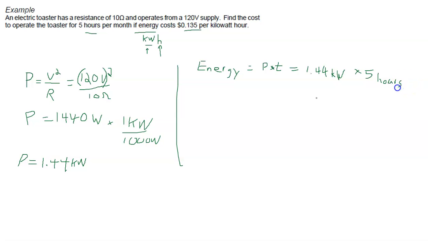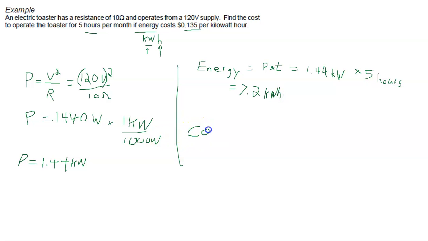So our energy usage per month for the toaster, assuming that it's on for 5 hours in the month, which is a few minutes a day on average, we got that number calculated out: 7.2, and now our unit is kilowatt hours, kWh.